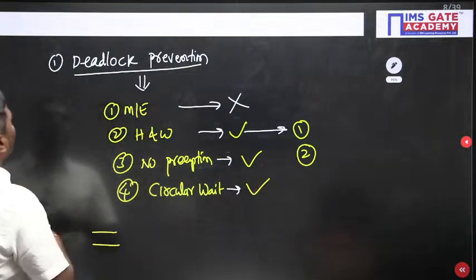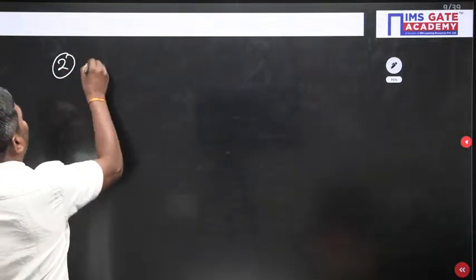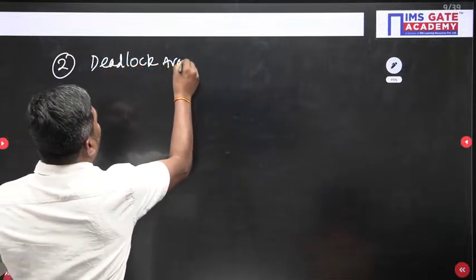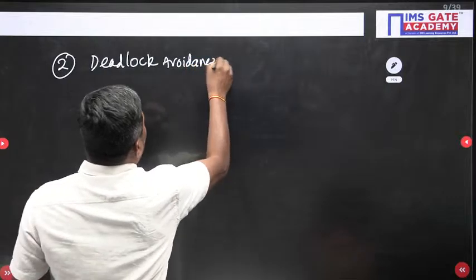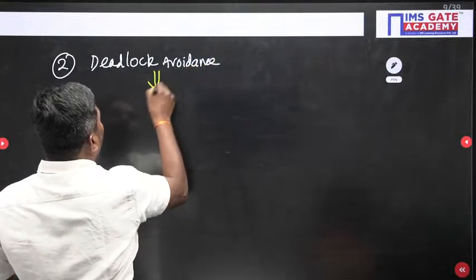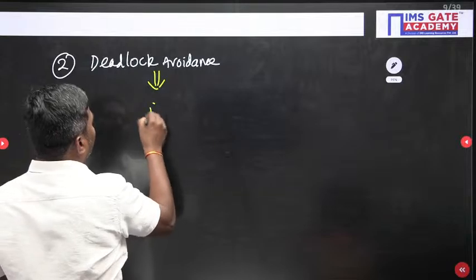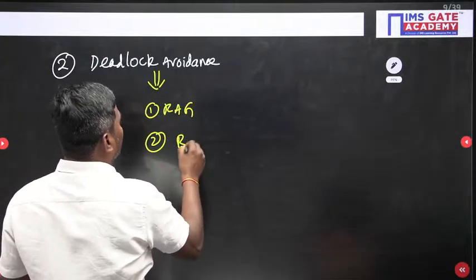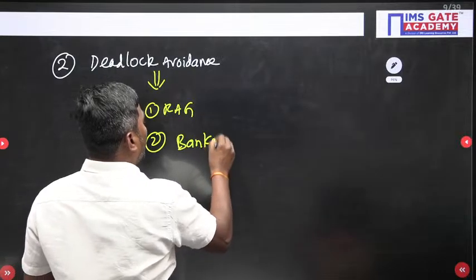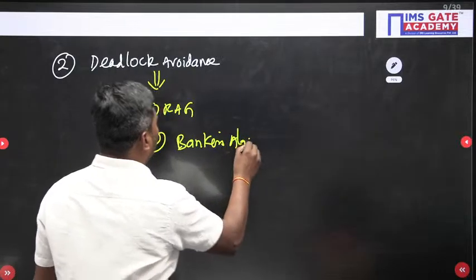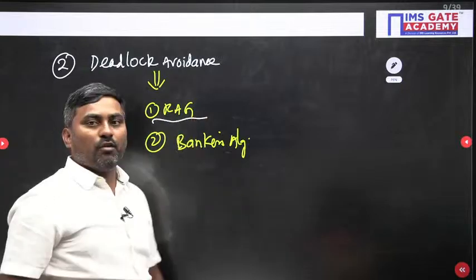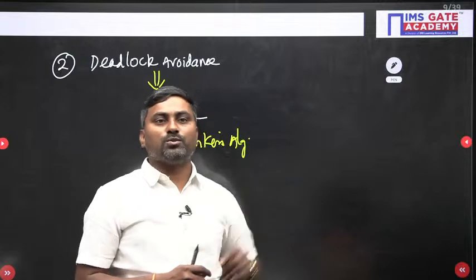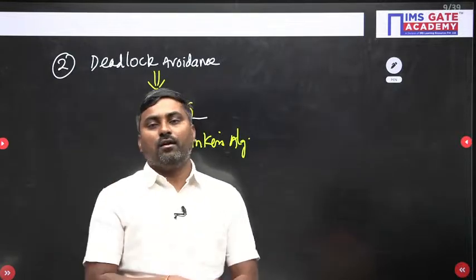Now, look at the second one, deadlock avoidance. How do we do it? We apply certain algorithms. One is the resource allocation graph, and the second one is the banker's algorithm. For resources with a single instance per resource type, we can use the resource allocation graph to avoid deadlock.